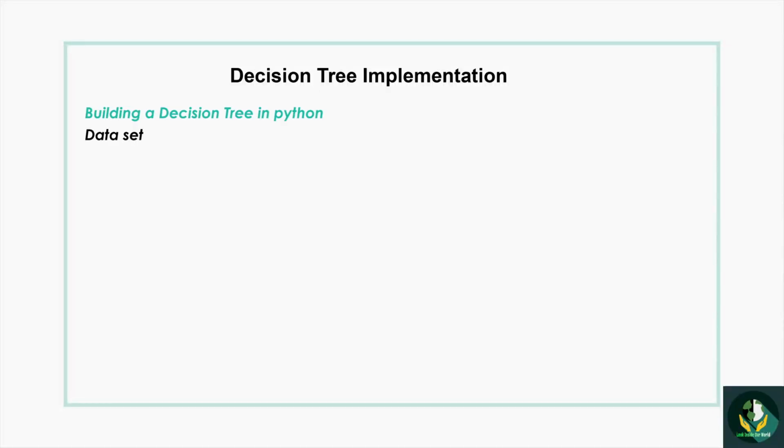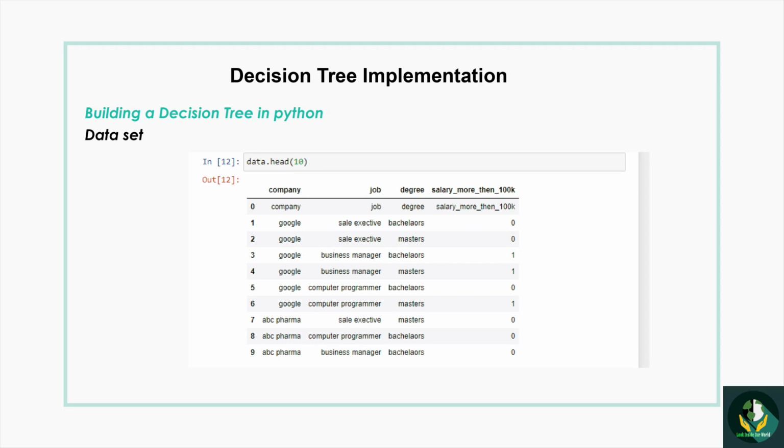The dataset we are going to use for implementation in Python is the following. Here, we want to predict if a person's salary is more than $100,000 based on the company, his job title, and the degree that he has. Now, when you look at the dataset and when you give it to any human being to solve this problem, that human being naturally tries to build a decision tree in their brain.